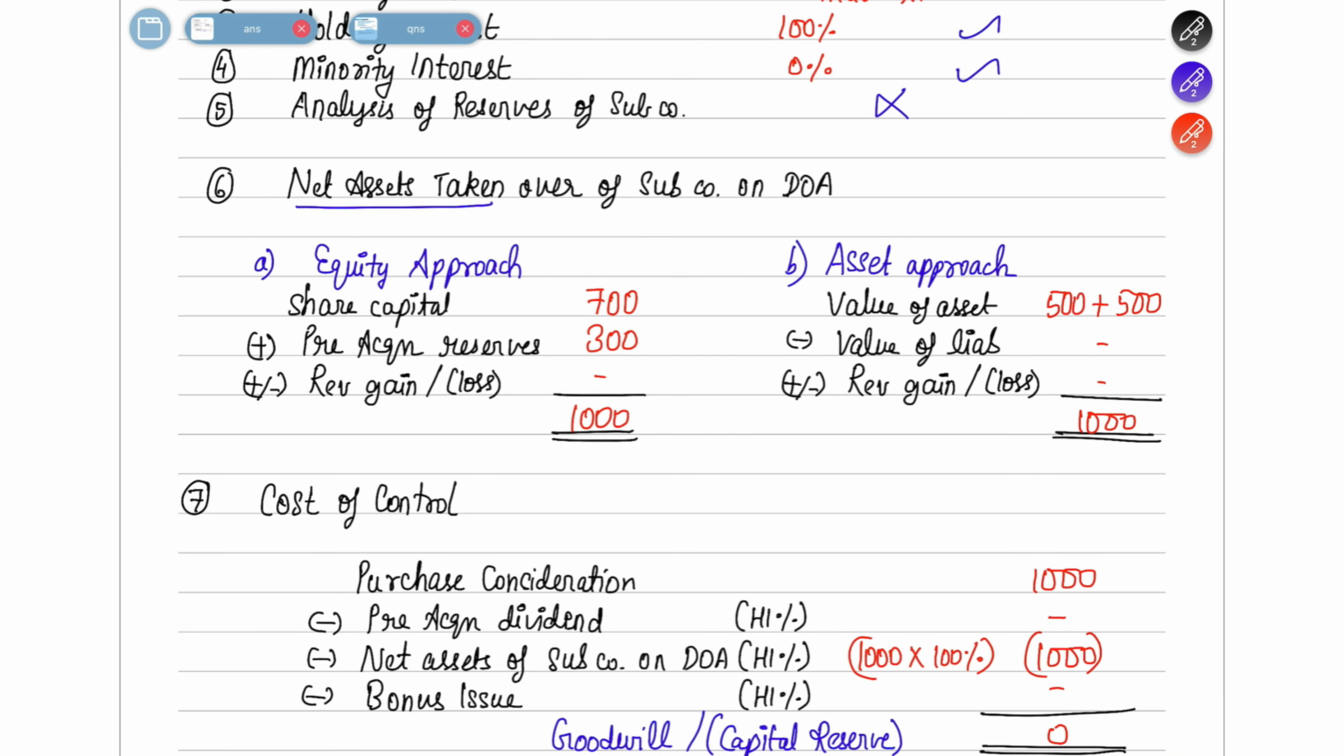Because there is no split of pre or post period, there is only pre period fully. Because of that, analysis of reserves is not required to be prepared, because when you have post and pre period, there are adjustments that you have to make.